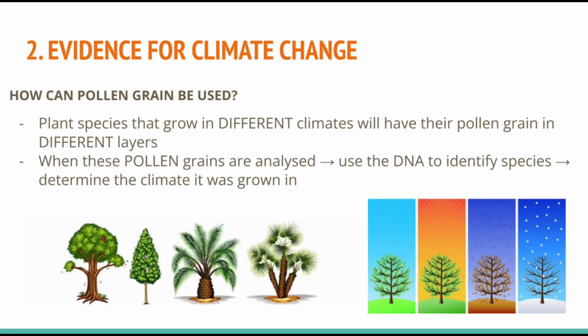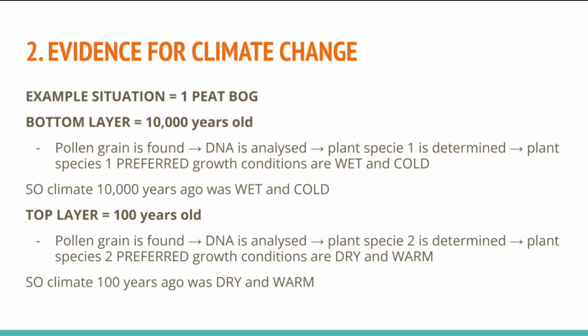Plant species that grow in different climates will have their pollen grain in different layers. When these pollen grains are analyzed, you use the DNA inside the pollen grain to identify the species. And then from this, you can determine the climate it was grown in, because as mentioned, different species thrive in different climates. For example, in one peat bog situation, let's say the bottom layer is around 10,000 years old. A pollen grain is found here, DNA is analyzed, and plant species 1 is determined. And this plant species' preferred growth conditions were wet and cold. So this means that the climate 10,000 years ago was wet and cold.